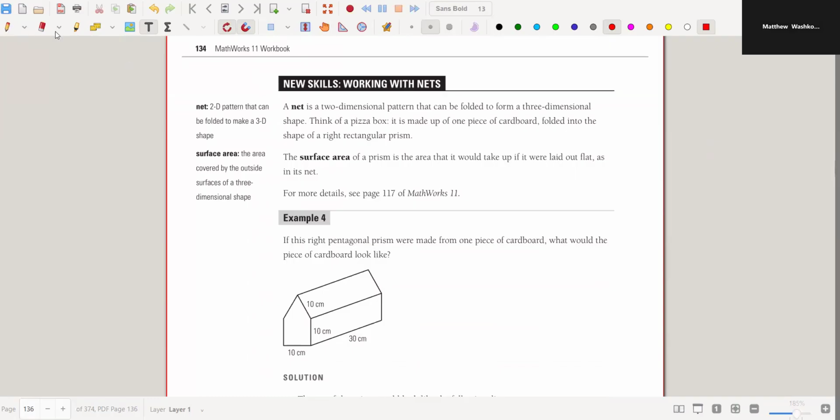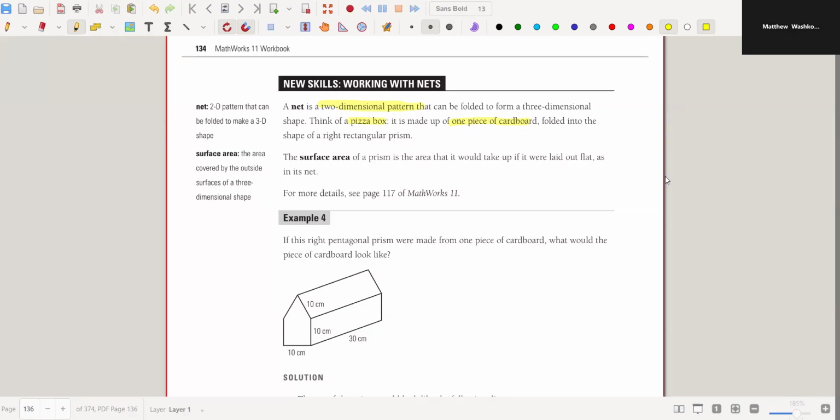A net is a 2D pattern that I can fold into a 3D shape. Think about a pizza box. It's made up of one piece of cardboard, but if I fold it up, it turns into a 3D shape. Nets are used specifically a lot in cardboard.